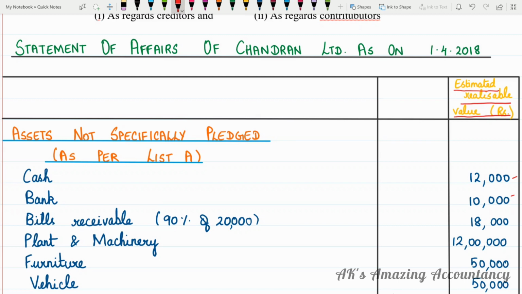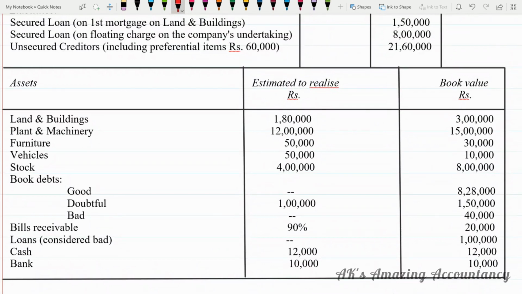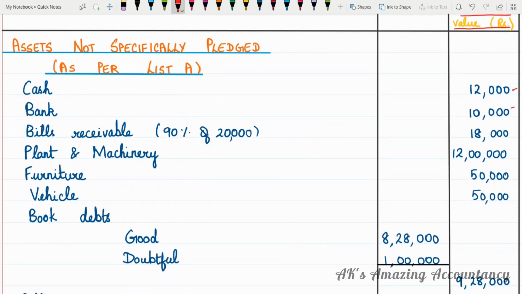Then next, I said those assets which are current assets in nature should come first. So let us enter bills receivable here. How much is bills receivable? Have a look at the problem. Bills receivable is estimated to realize only 90%. The book value of bills receivable is 20,000. Out of this 20,000, only 90% is going to be realized, so you will be entering only 90% of 20,000, which gives you 18,000.